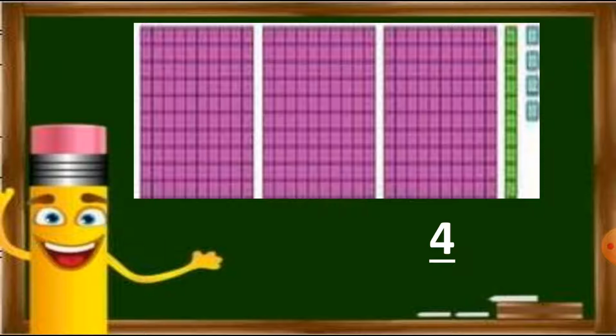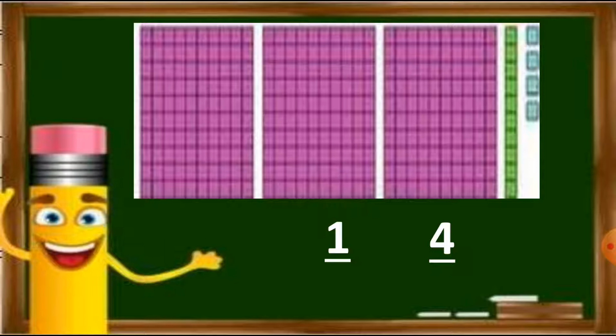Now let's move to the tens column. Here this green stick indicates the tens value. How many green sticks, the tens value, are there? There is only one stick. So students, I have to put one number in the tens place, because here is just one stick of the tens column. So I write number 1 here at the tens place.